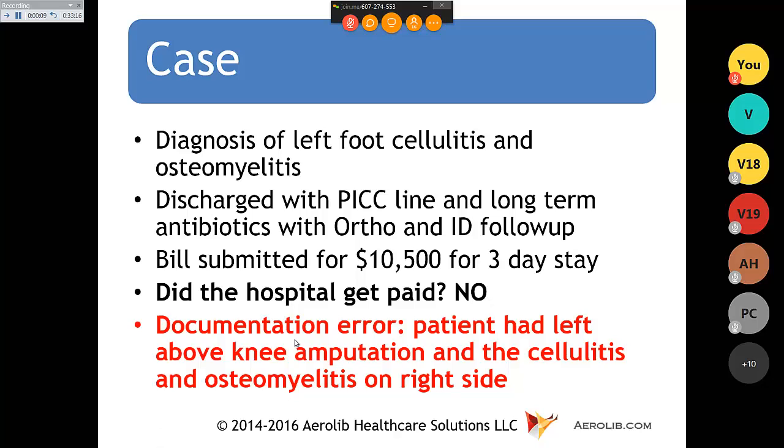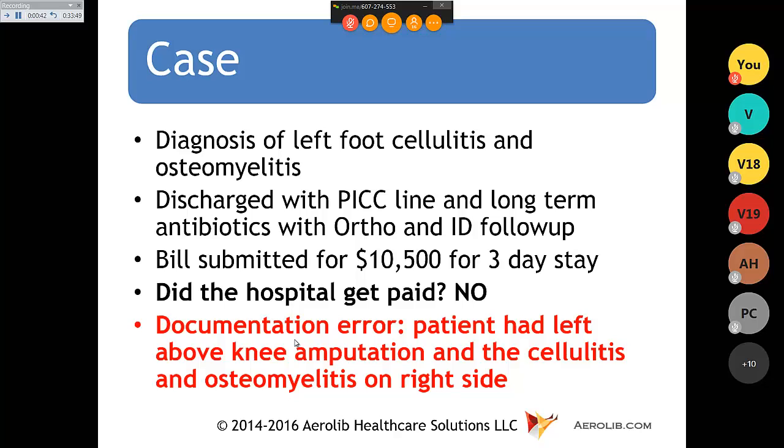And the reason is, this is a real case. It was a documentation error. The patient had a left above knee amputation. The cellulitis and the osteomyelitis was on the right side, not the left side. The letter that the insurance company sent says they did the scrubbing of the patient chart. They figured that left-sided cellulitis would not be a payable or reimbursable diagnosis since the patient did not have a left foot. Now, this is one of those really simple, silly mistakes that cost the hospital $10,000.